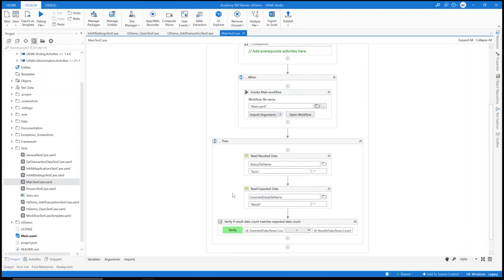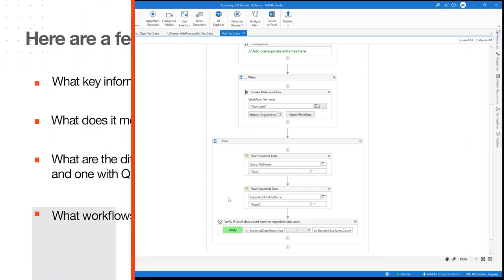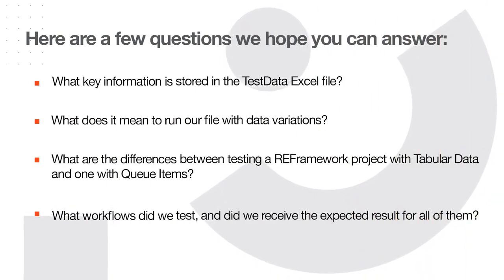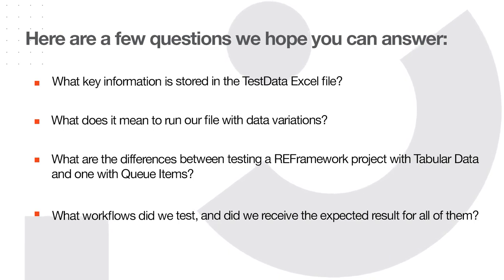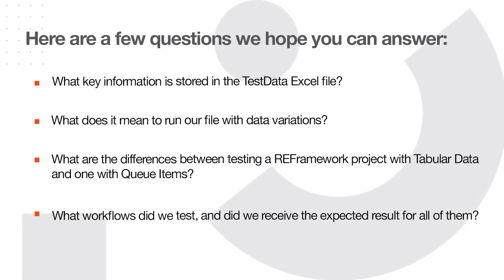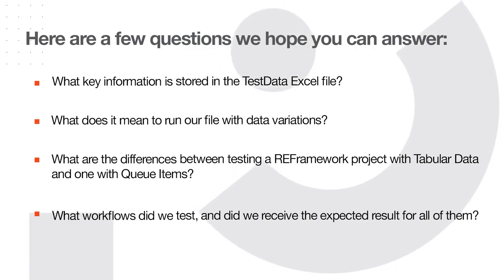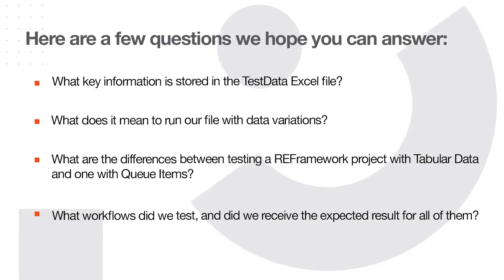Okay, we're at the end of this video in which we've demonstrated the testing feature of the REFramework template with Test Suite. Here are a few reflection points after testing these workflows. What key information is stored in the test data Excel file? What does it mean to run our file with data variations? What are the differences between testing a REFramework project with tabular data and one with queue items? What workflows did we test and did we receive the expected result for all of them?